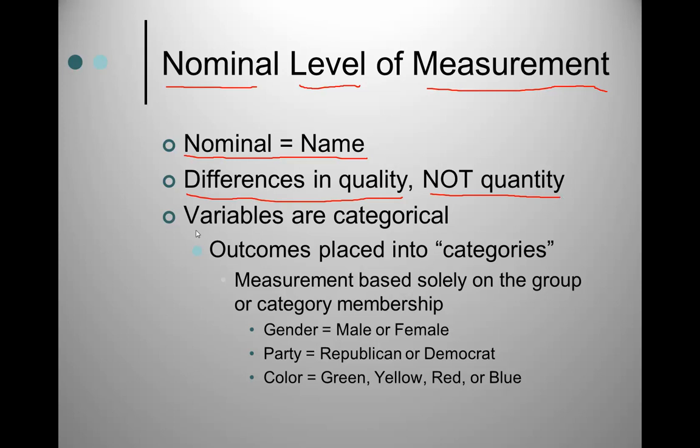Now, your variables can be categorical, and your outcomes, or what's going to happen, placed in categories. And your measurement is based solely on the group or category membership. Does a person fit into that category? They either do or they don't. And these are some examples of very basic nominal measure. First is gender. They're either going to be male or female, one of the two.